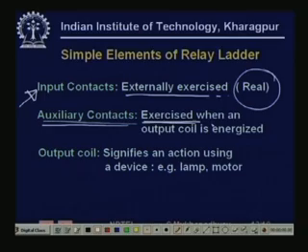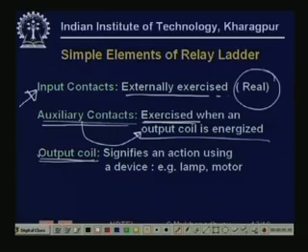and they are exercised when an output coil is energized. So these auxiliary contacts correspond to output coils. And finally, an output coil corresponds to a physical output in the real external world. So these are the three elements with which we first will construct our simplest PLC programs.